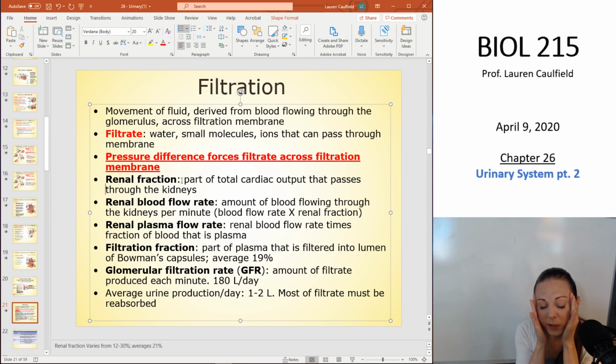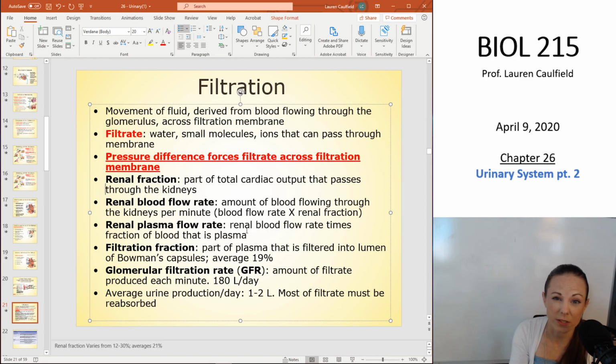So cardiac output is that stroke volume, the volume of blood that you're putting out from the heart, multiplied by your heart rate. So what is the total volume per minute? That's your cardiac output basically. How much of that is going to pass through the kidneys? Renal blood flow rate: how much blood is flowing through the kidneys per minute? Blood flow rate times renal fraction. Renal plasma flow rate: renal blood flow rate times the fraction of blood that is plasma.